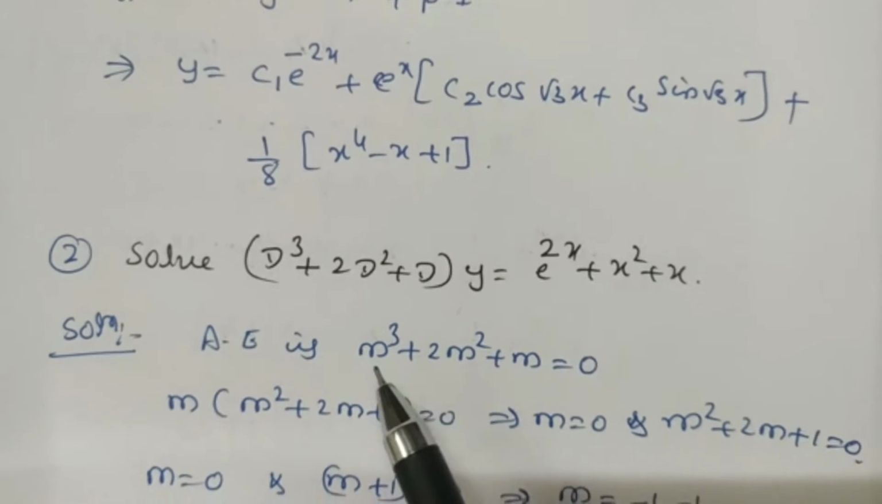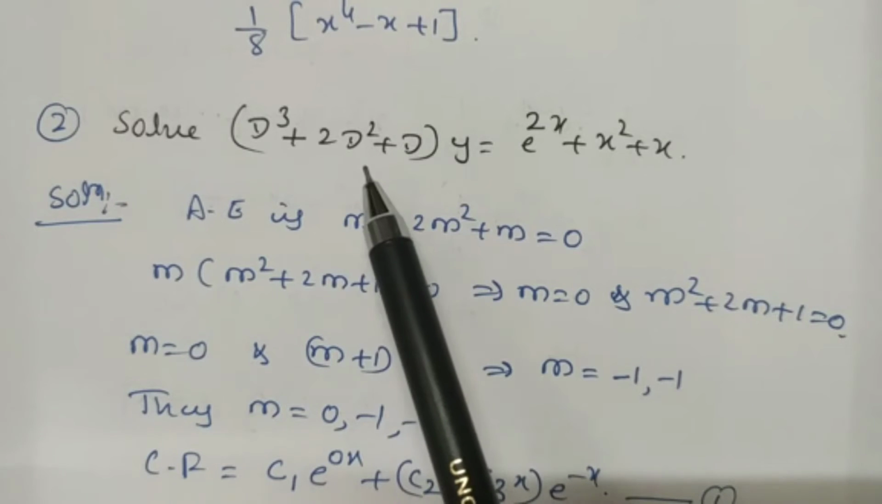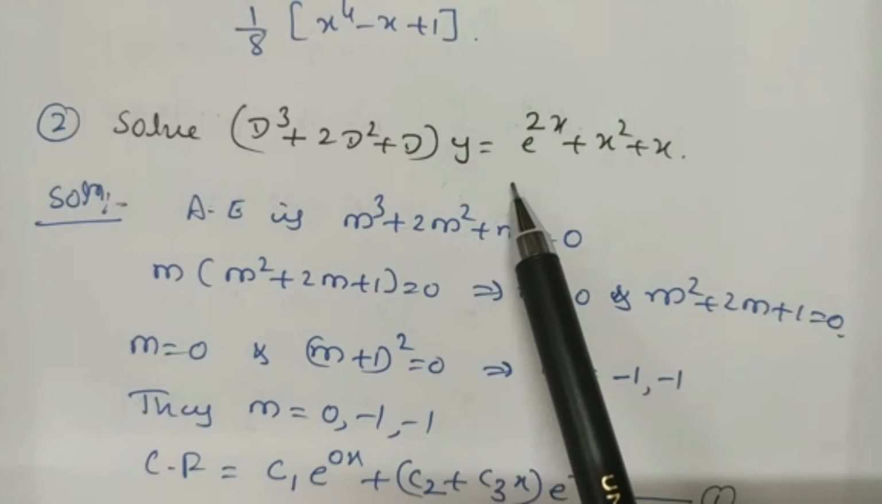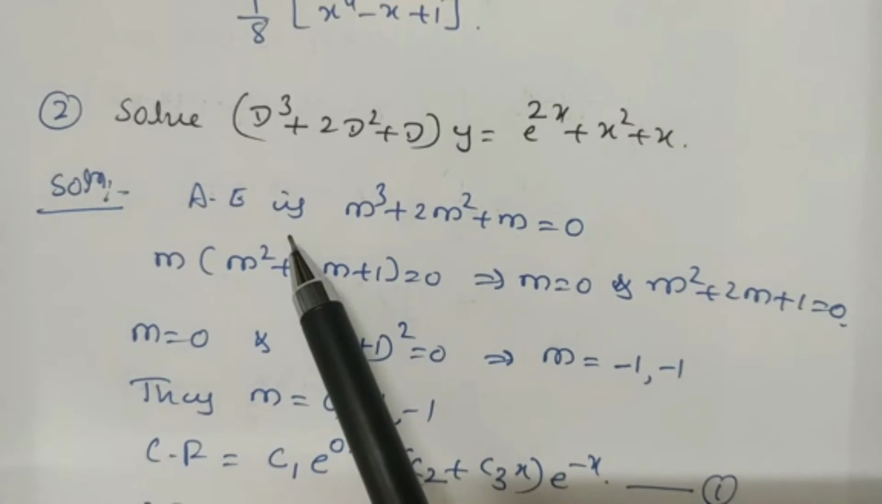Let us take one more example. Solve (D cube plus 2D square plus D) of y equals e raised to 2x plus x square plus x. First you have to find the complementary function.